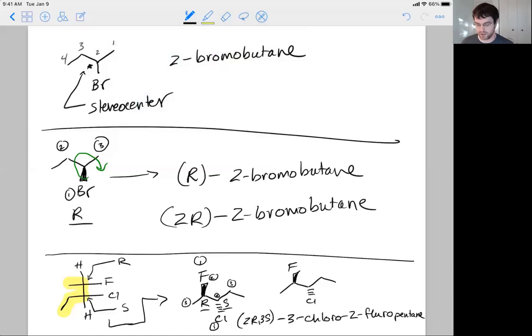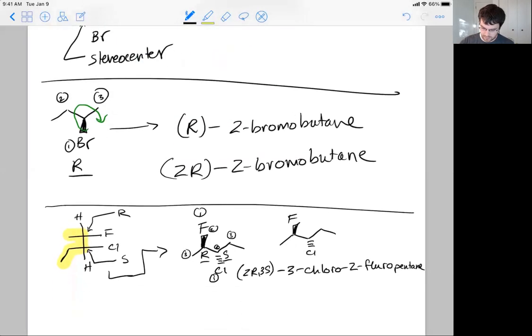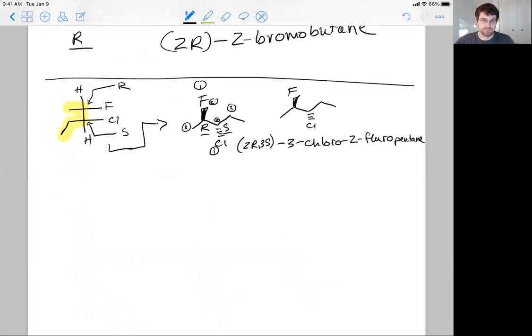So fairly complicated example. I probably didn't need to go into showing the Fischer projection first, but it's one of those things, you know, we had to learn it. Let's use it. Let's look at another example.